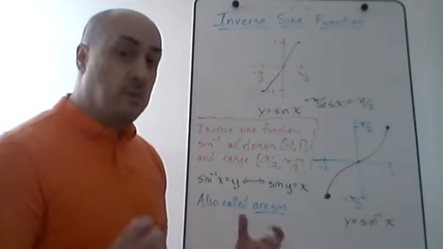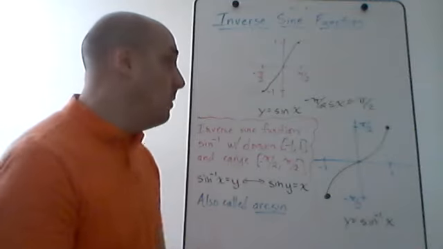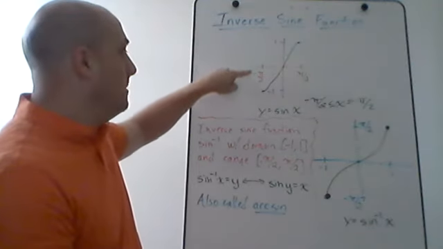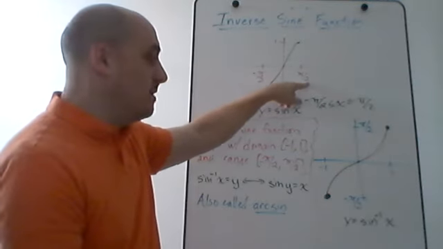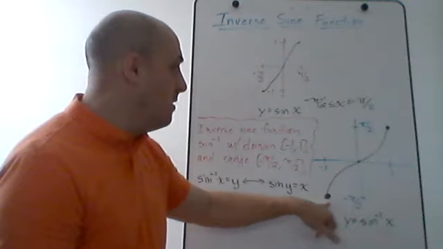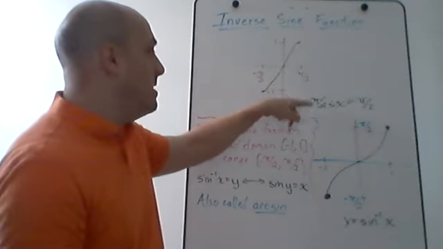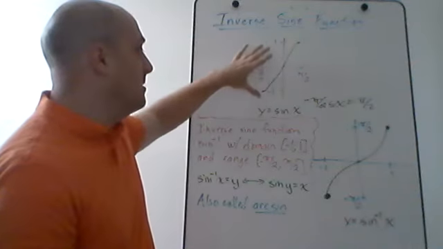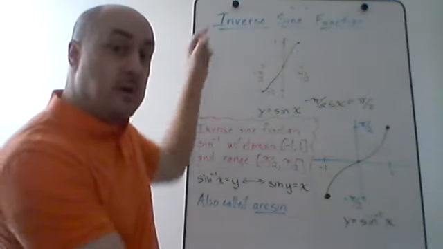And remember, one of the properties of inverse functions is they switch the inputs and the outputs, the x's and the y's. So for my sine function, I'm going from x is negative pi over 2 to x is positive pi over 2. For the inverse function, those become the y values. I go from y is negative pi over 2 up to y equals positive pi over 2. For the original sine function, my y's went between -1 and +1. For the inverse, those become the x values.